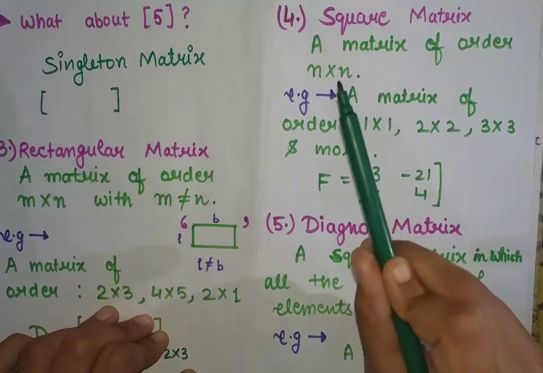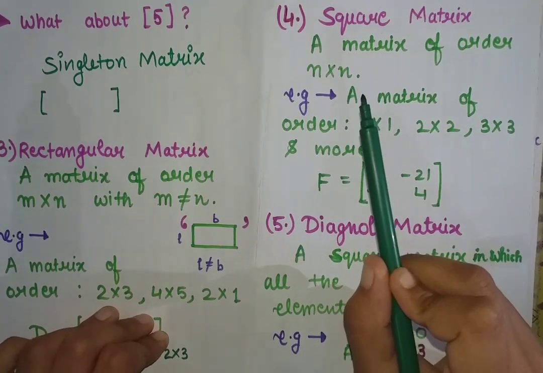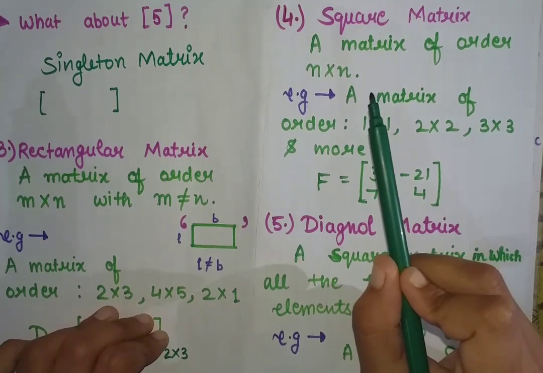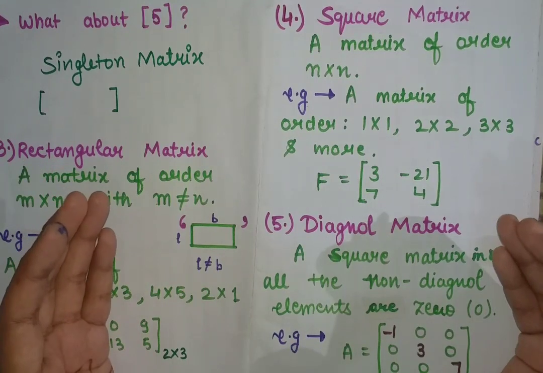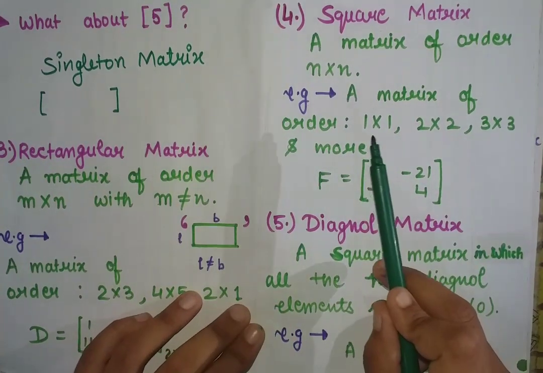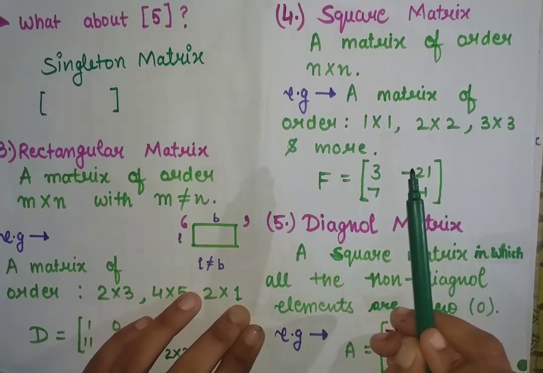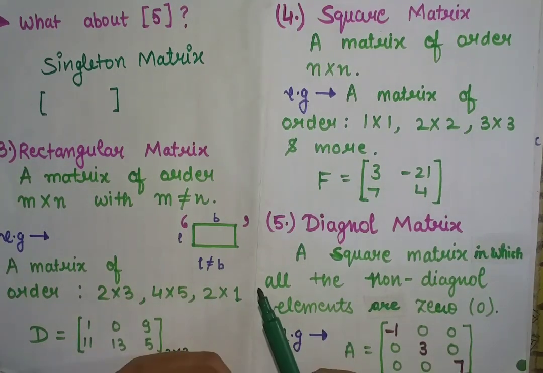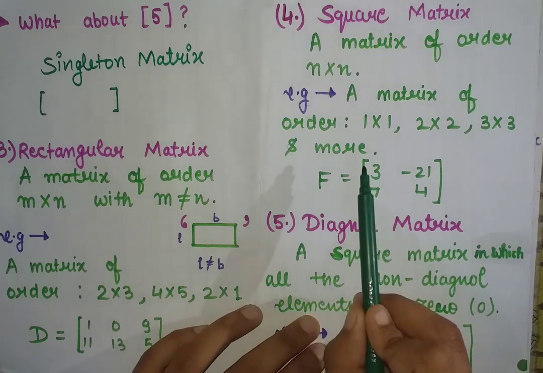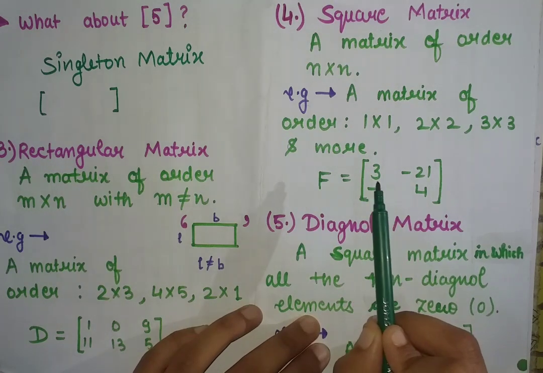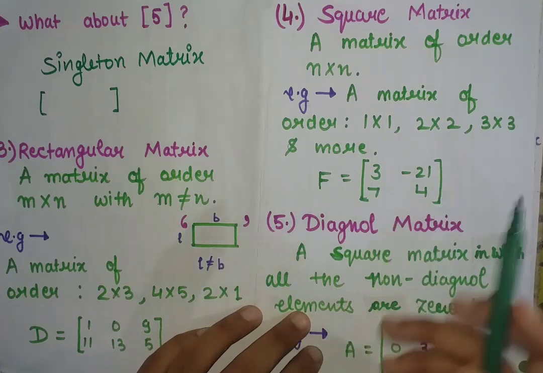Square matrix. A matrix of order n by n is a square matrix. That means a matrix with equal number of rows and equal number of columns is a square matrix. All matrices of order 1 by 1, 2 by 2, 3 by 3, 4 by 4 and more are square matrices. This matrix is a square matrix as it has two rows and two columns.